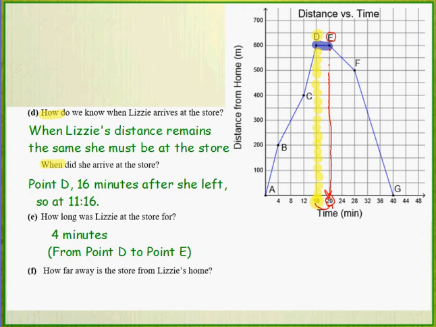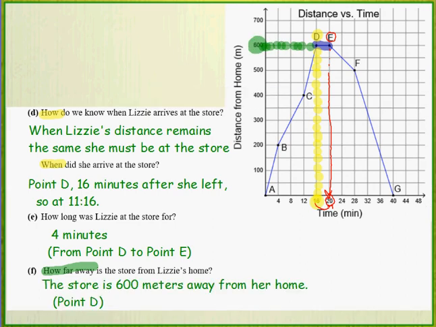The next question was now how far away is the store from Lizzie's home? How far away? So the store is up here. This would tell us about the time, so let's look across to the y-axis. The entire time she's at the store, she remains 600 meters away from her house, so the store is 600 meters away from home.